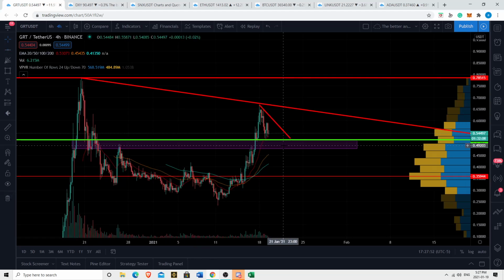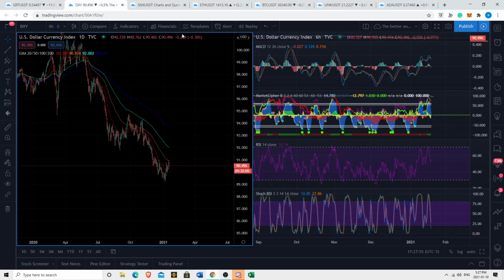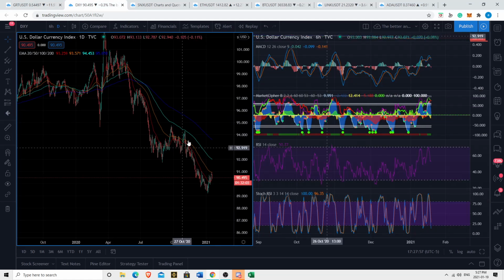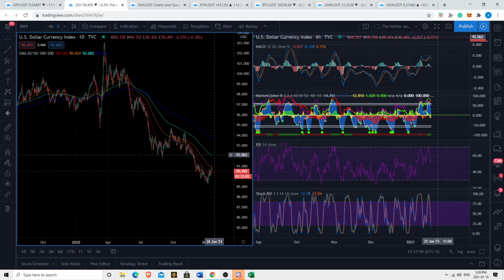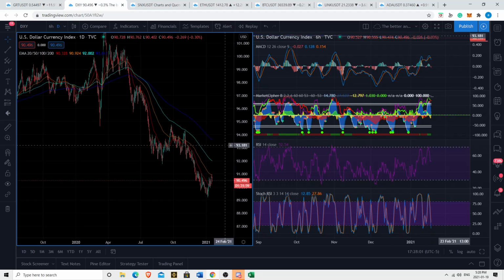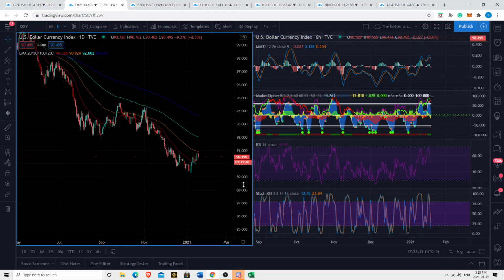This is contingent upon a lot of things such as the DXY, the dollar index. Another thing that one of our Discord members asked me to take a look at, which is very relevant for GRT, because the dollar index affects crypto, it affects Bitcoin, which affects Ethereum, and Ethereum affects the altcoins, which affects GRT. So let's take a look at this.